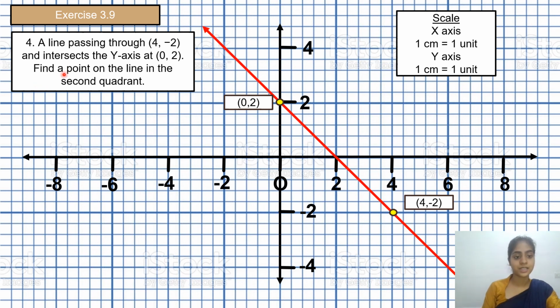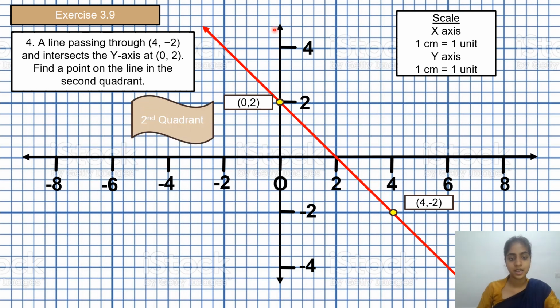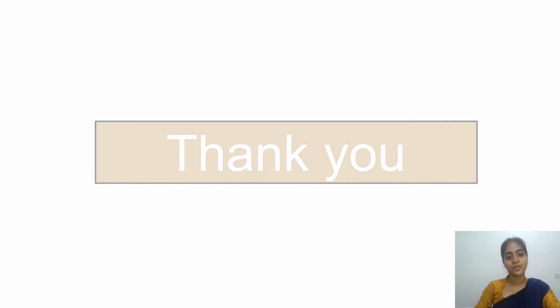Last phase is to find the point on the line in the second quadrant. For this we must know which is the second quadrant. The second quadrant out of these 4 is this quadrant, which has x-axis values to be negative and y-axis values to be positive. So this is the second quadrant. In this second quadrant we find this point which has x-axis value -2 and y-axis value 4. So this point will be -2, 4. So we have got the answer. The answer, find a point on the line in the second quadrant, will be -2, 4.